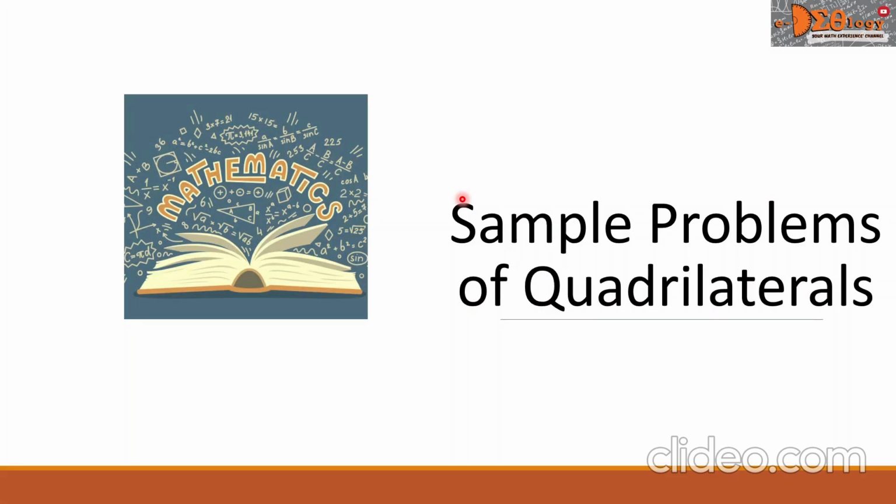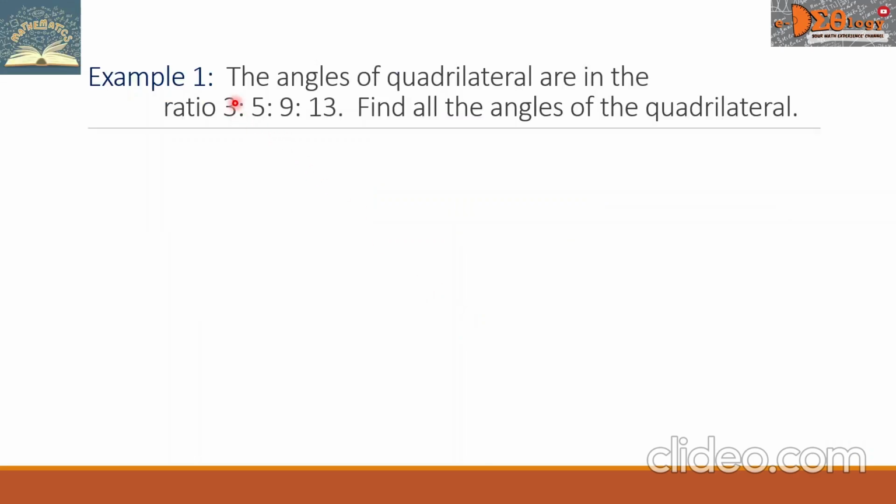Hi everyone. Today we're going to study some sample problems of quadrilaterals. Example 1. The angles of a quadrilateral are in the ratio 3, 5, 9, 13. Find all the angles of the quadrilateral.